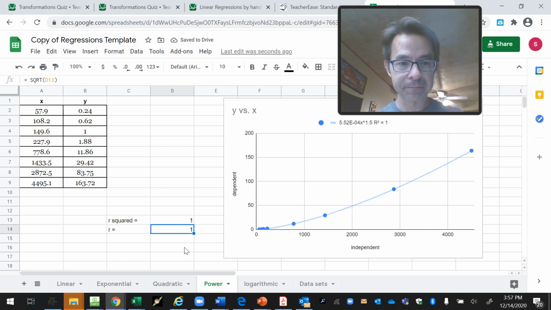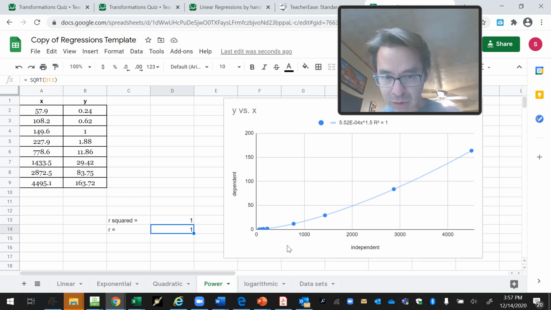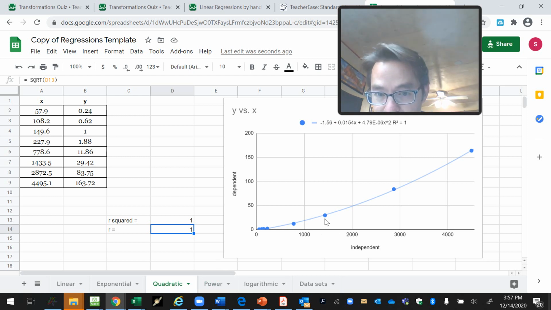Interesting. Very interesting. I wonder if the computer is rounding. Let's look. If you look at the data points, the curve seems to be going through exactly in the middle. Let me check quadratic real quick. Yeah, I can already tell. Look at that. See how it's not going through the middle of that one or the middle of this one?